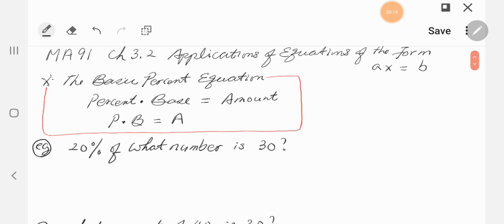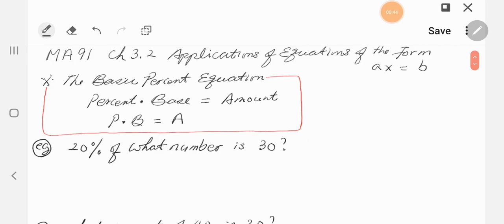Like 20% of some number. For example, 20% of one number is 30. That means this is an equation. So percent times the base will give you an amount. It's on some amount. So percent times the base.